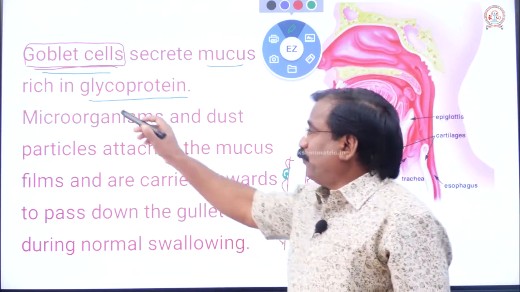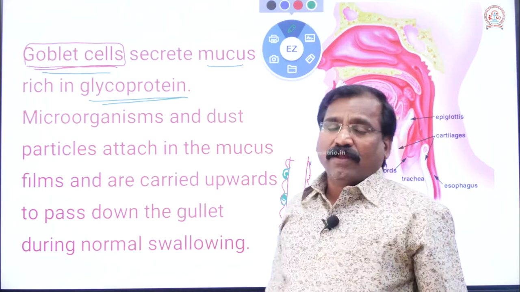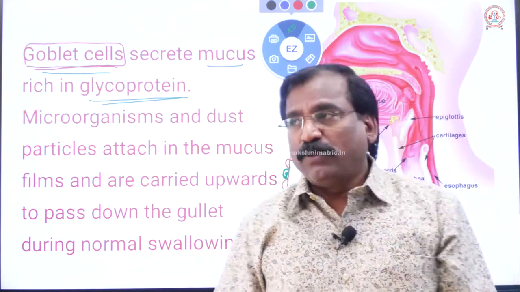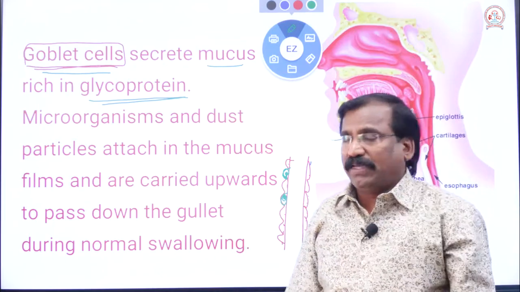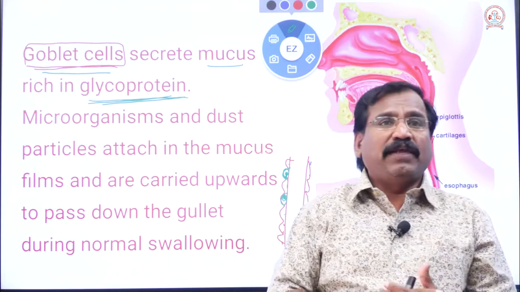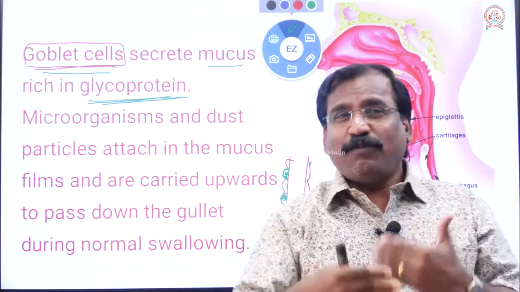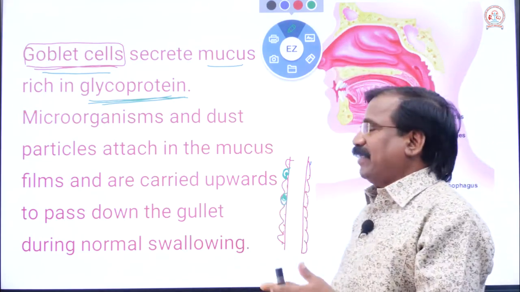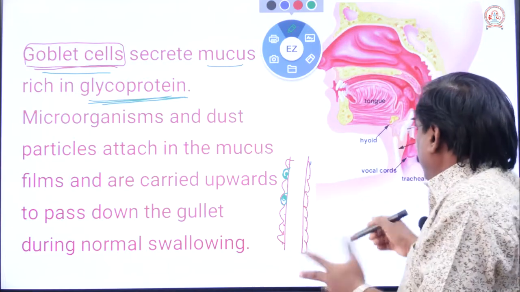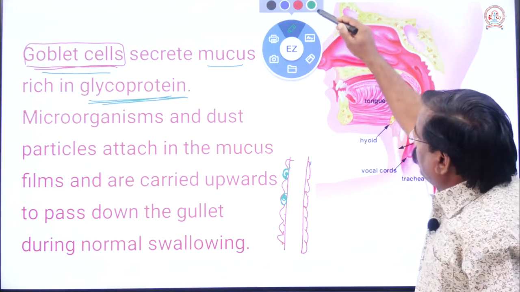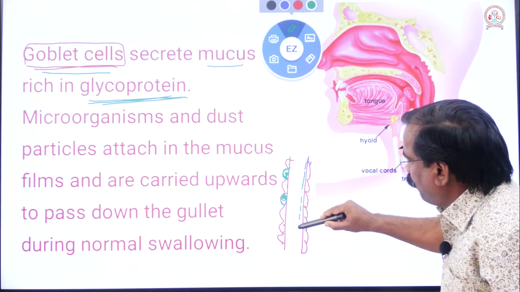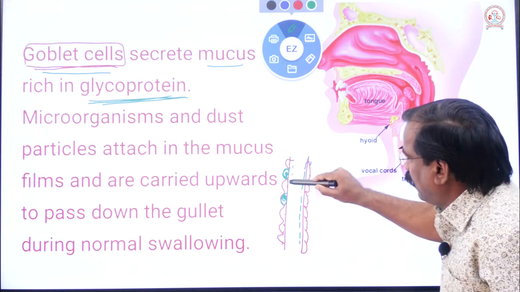All MCQ, one more important point of view. The goblet cells secrete the mucus that lines the passage, and that mucus is rich in glycoprotein. Glyco means carbohydrate, and protein composition. So that mucus lines the inner surface, the inner wall.